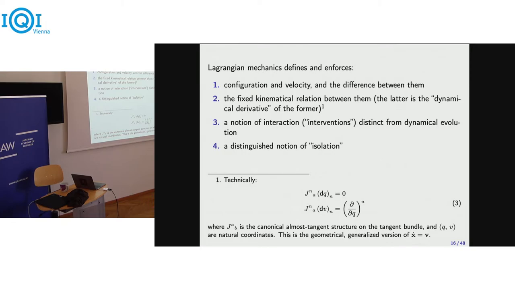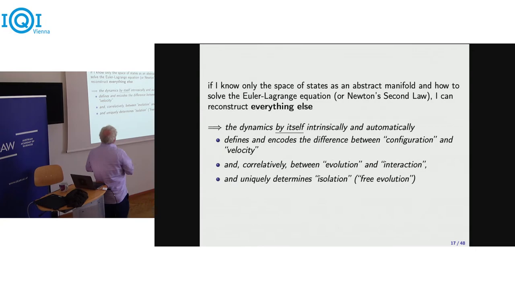So, a notion of interaction. One automatically gets a notion of interaction that's distinct from the dynamical evolutions, and one automatically gets a distinguished notion of isolation. So if I know only the space of states as an abstract manifold and how to solve the Euler-Lagrange equation or Newton's second law, I can reconstruct everything else. The dynamics by itself, intrinsically and automatically, defines and encodes everything that I've talked about.